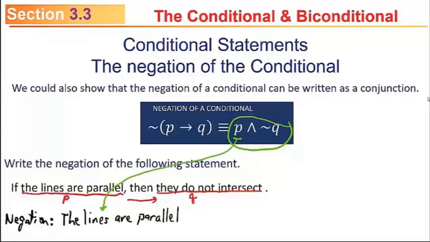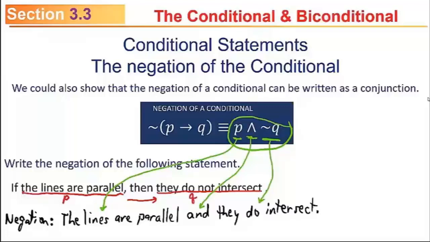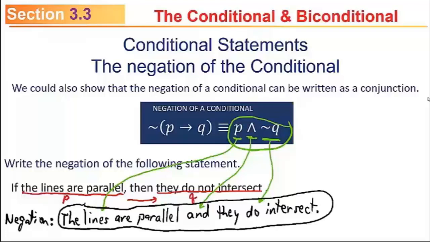The P is the lines are parallel. The conjunction is the and, not Q would be, if Q is they do not intersect, then not Q would be they do intersect. So the negation of the original statement, if the lines are parallel, then they do not intersect, is the lines are parallel and they do intersect. And that's an example of the second of the special formulas that we are introducing right now.